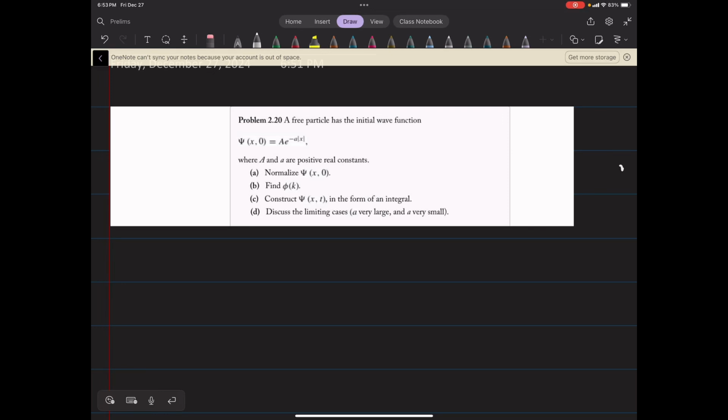Okay, so this is problem 2.20 out of Griffiths' Introduction to Quantum Mechanics.